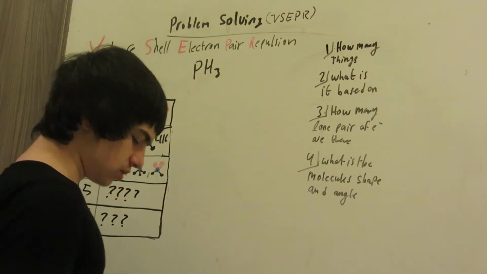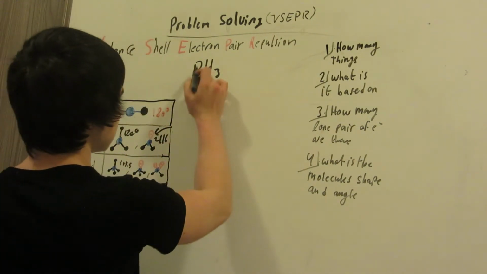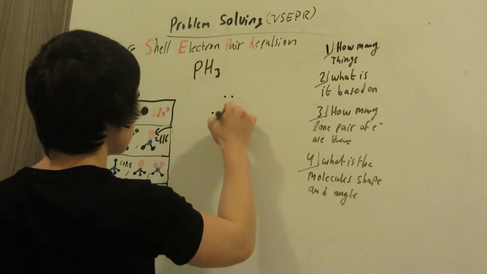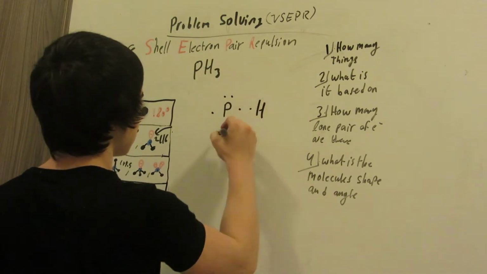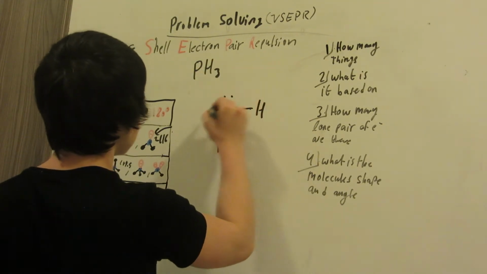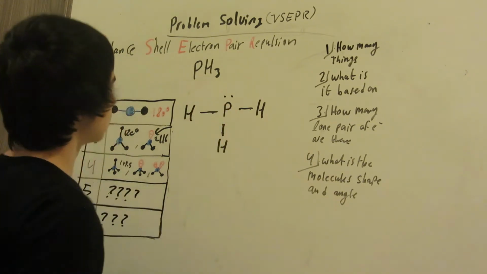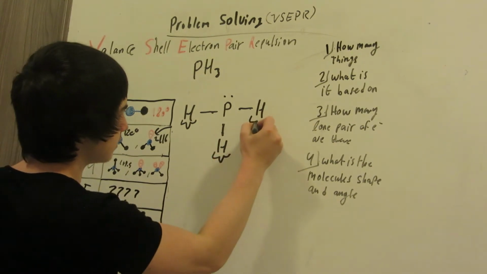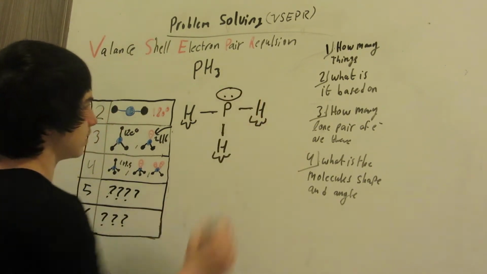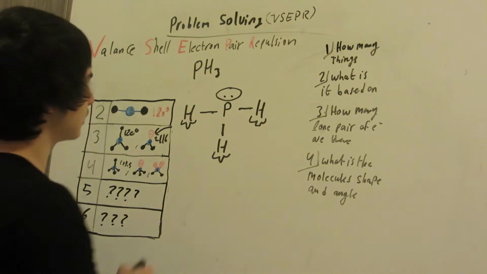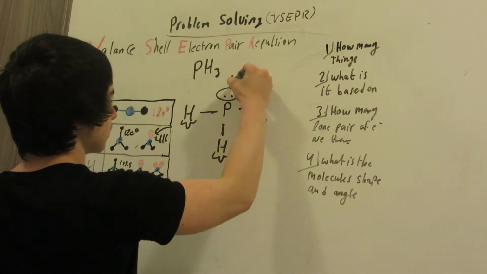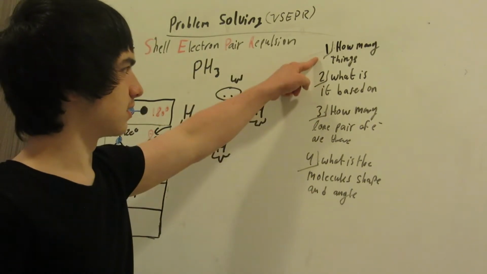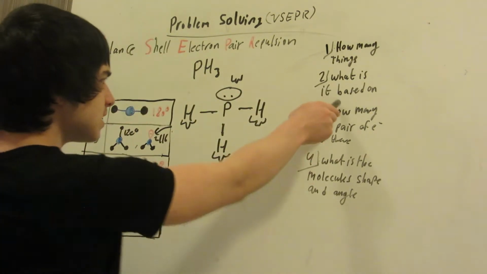Alright, so let's start. PH3. We draw the Lewis structure by starting with the central atom, which is going to be P. Put the valence electrons, we put hydrogen, single, and single with hydrogen. So we have one thing, two things, three things, and one lone pair of electrons. So we'll count it as 4 things. So we have 1, 2, 3, 4 things. So how many things are there? We have 4 things.